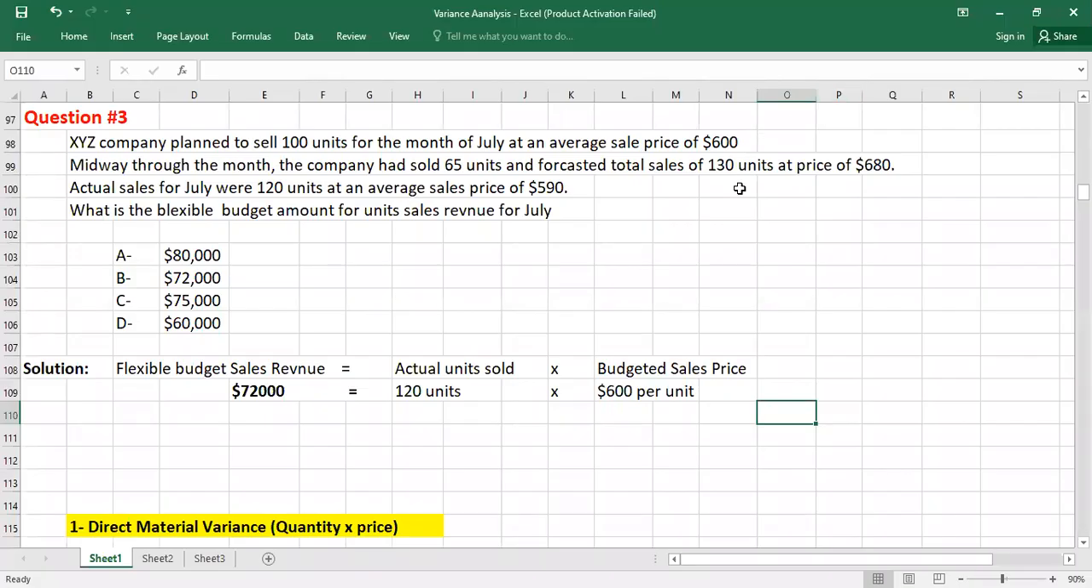Now in the upcoming videos, guys, I will upload the videos for the variances for material cost, labor cost, variable overhead cost, and fixed overhead cost, and I will upload the video at basic level calculation and for advanced level as well.